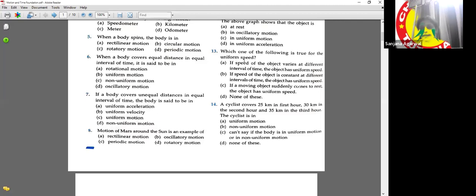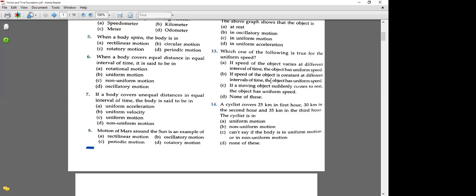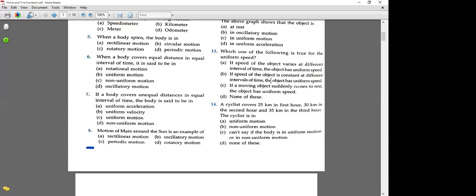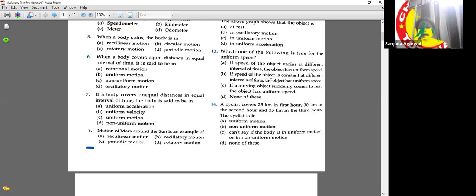Question 13, which of the following is true for uniform speed? Speed of object is different at different levels of time. The object has uniform speed. Speed of object is constant at different levels of time. Ma'am, can you put the answer in chat? You can tell here only. Ma'am, is it option A, uniform speed? Okay, you mean A should be the answer.